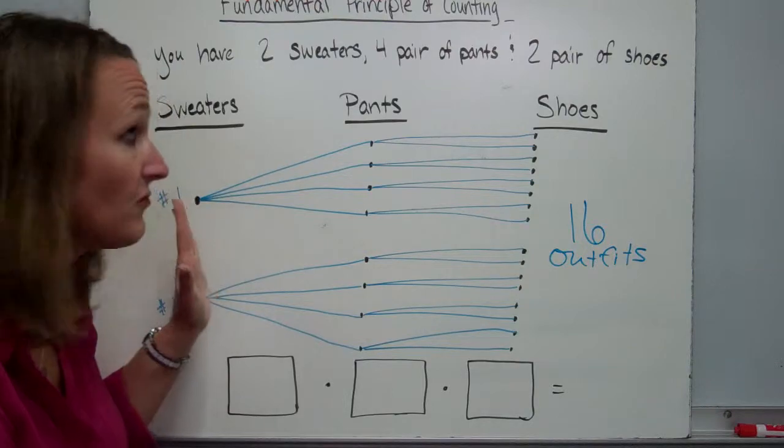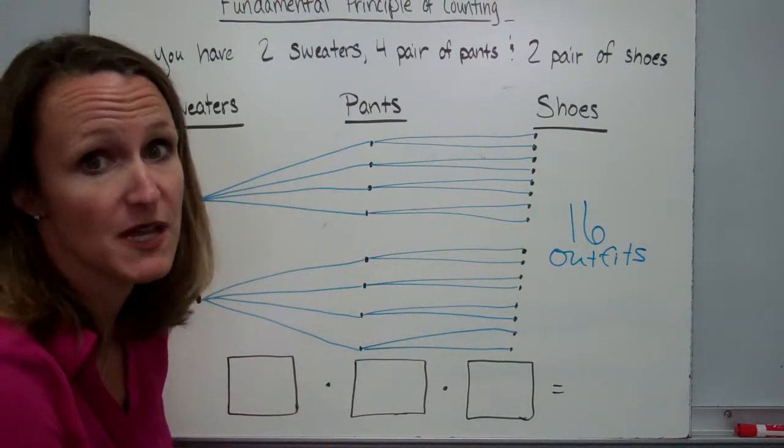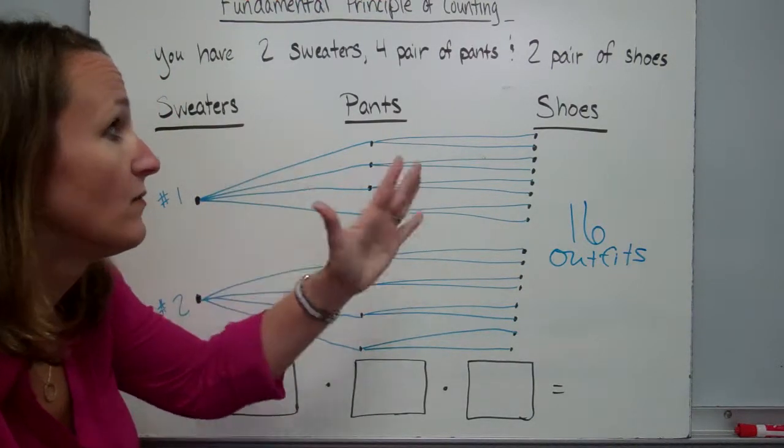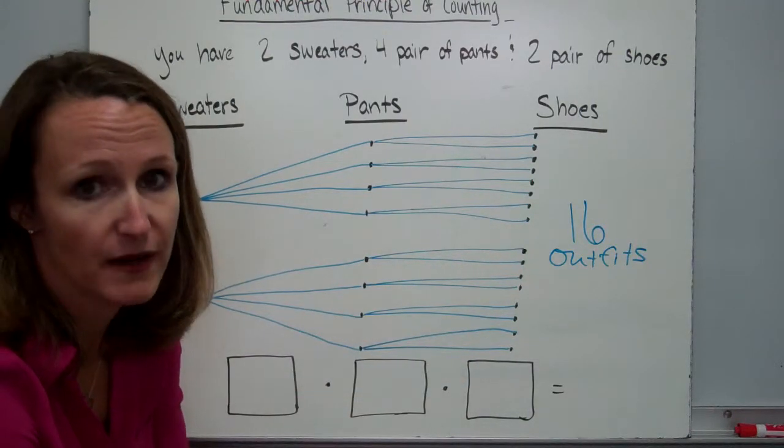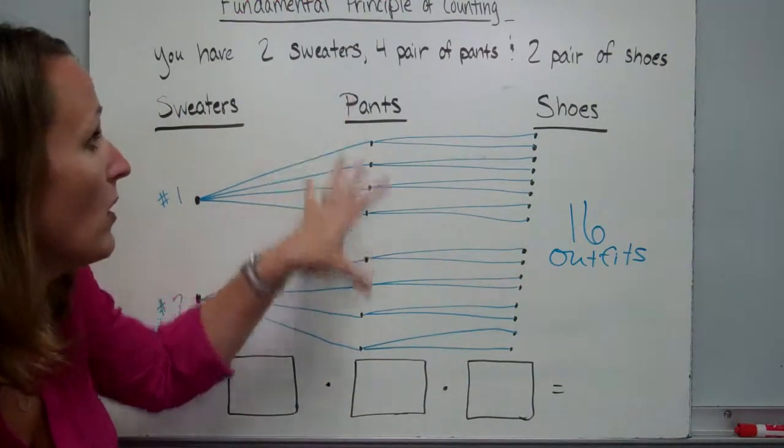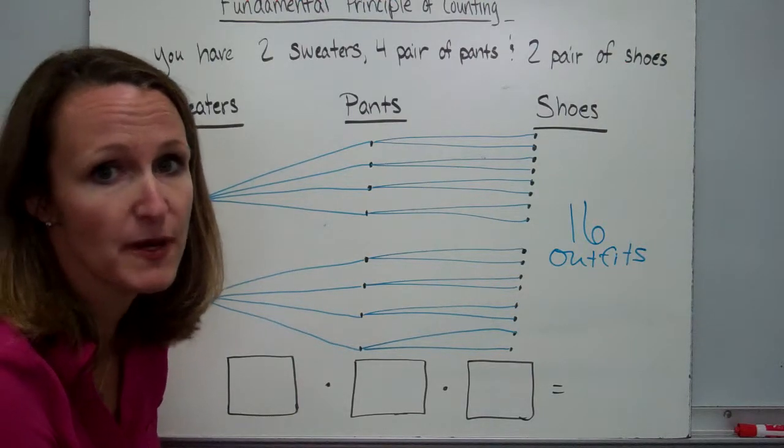Now, this took a while to draw, and it would have taken even longer had I had 5 or 6 different items that I was comparing, or more pants and shoes. So there's another way that you can do it.